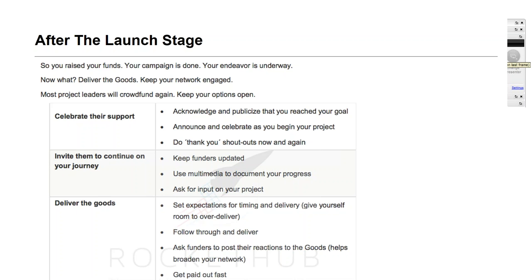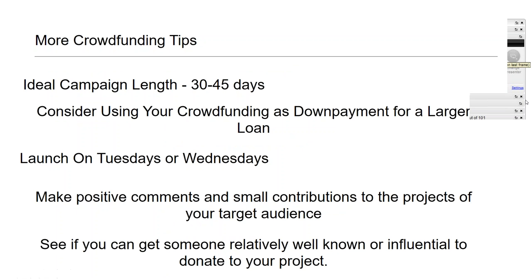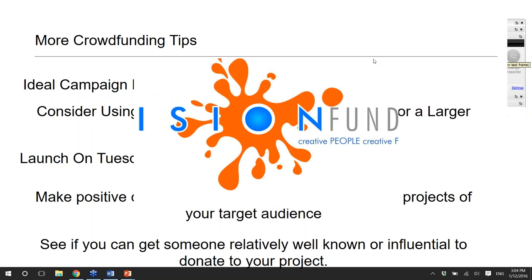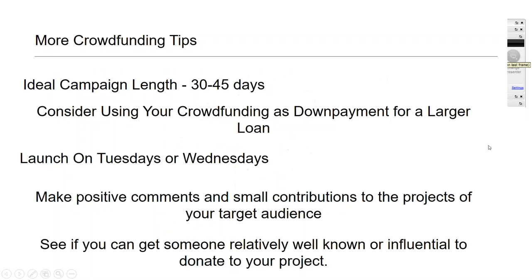So these are some things I pulled out of our 2-day workshop on this, and these would be the main points I want to pull out for our session today. Some other tips to bear in mind: keep your campaign between 30 and 45 days in length. You can even consider using your crowdfunding as a down payment for a bigger loan.